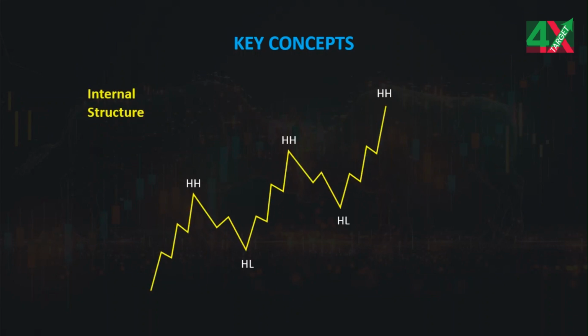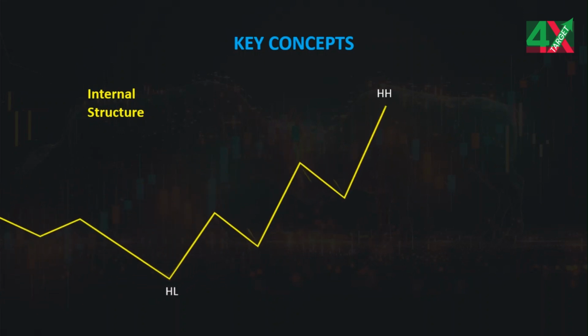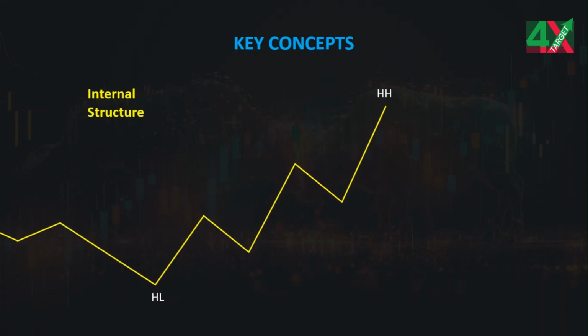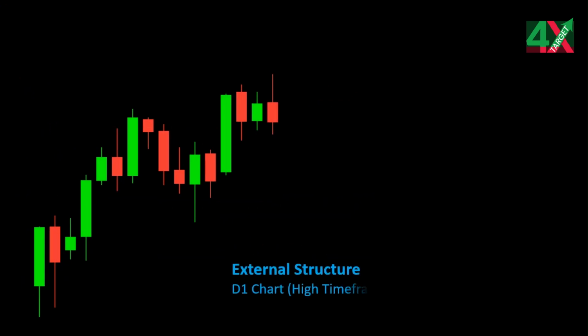Internal structure, on the other hand, represents the smaller price movements occurring within those major swings, usually visible on lower time frames. These include minor highs and lows that make up retracements and consolidations. Understanding both helps traders time entries more accurately. Let's illustrate these concepts by applying them to a real chart example.